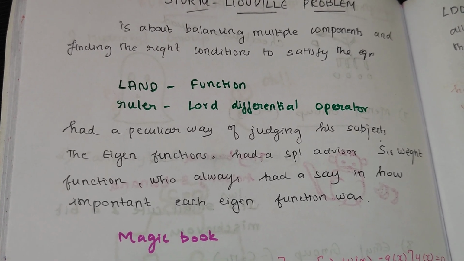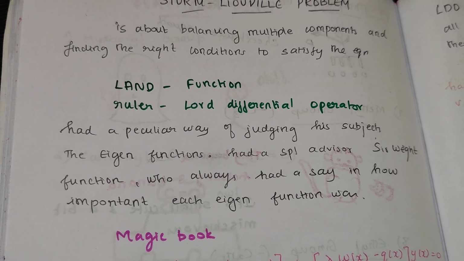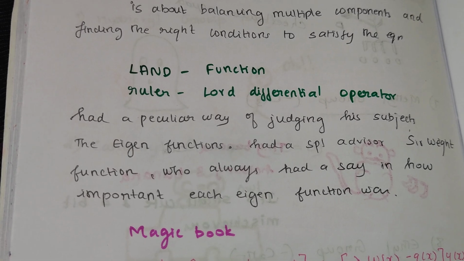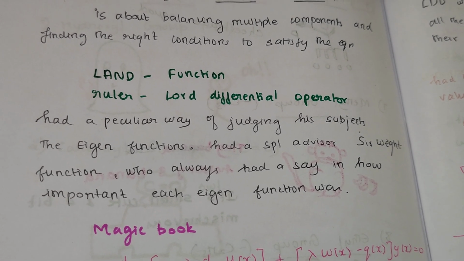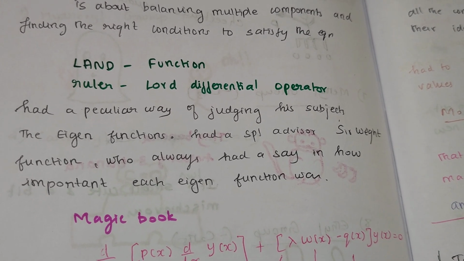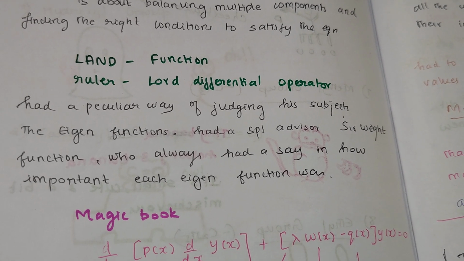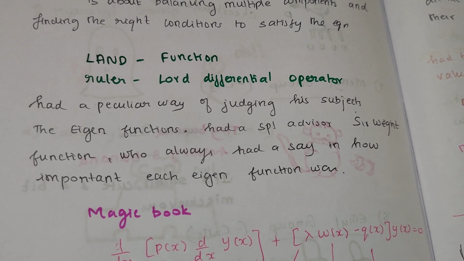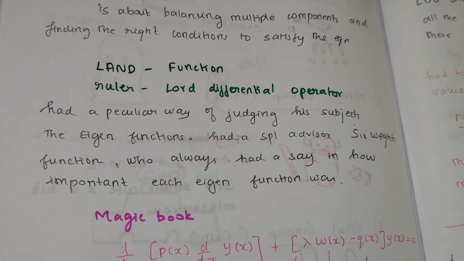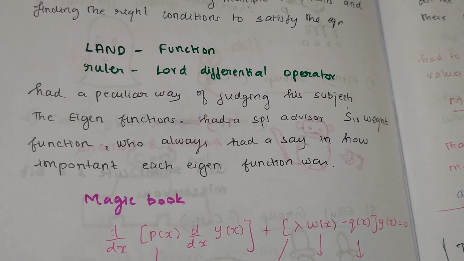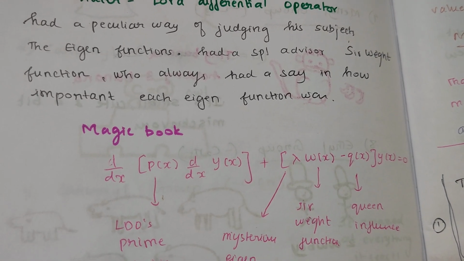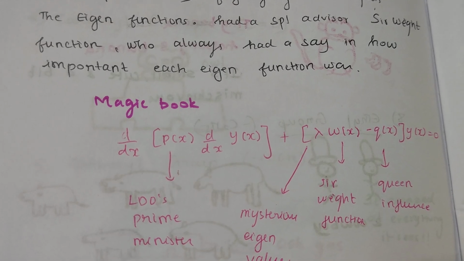If you are a judge in a dance program, you have certain criteria to judge a particular dance, right? Likewise, the Lord differential operator also has a peculiar way of judging its subject. The eigenfunction had a special advisor, the weight function, who always had a say in how important each eigenfunction is. Basically, here we will be finding the eigenfunction and the eigenvalue. The weight function always used to say how important eigenfunctions are. According to a magic book only, they used to decide who is a winner.